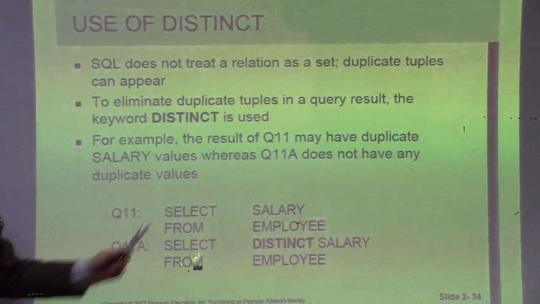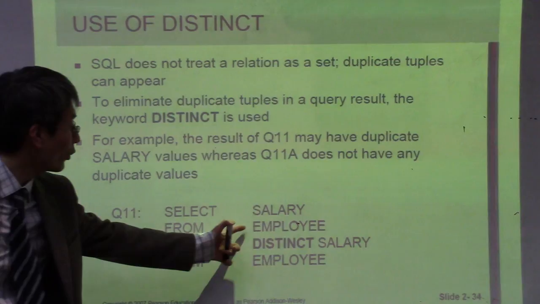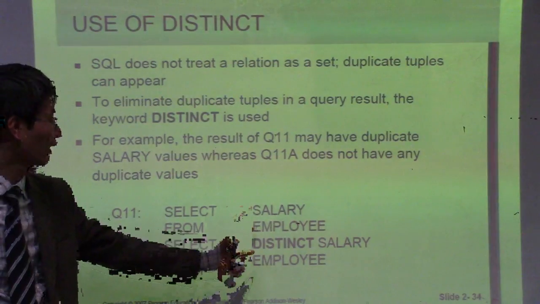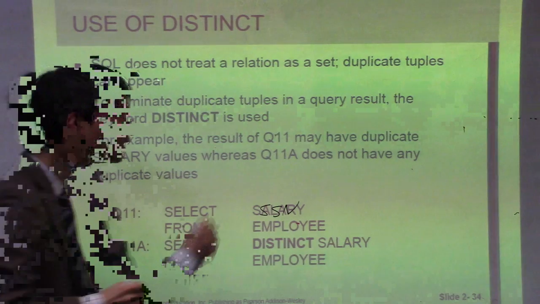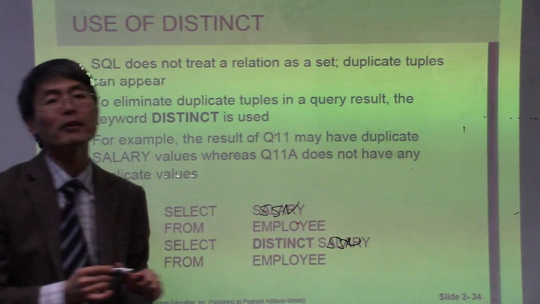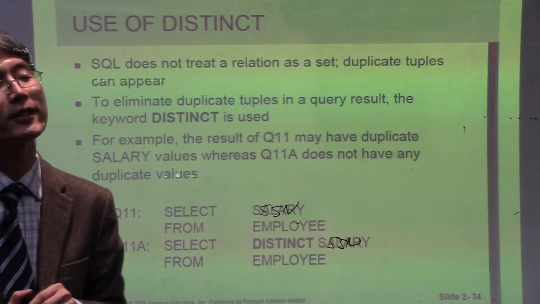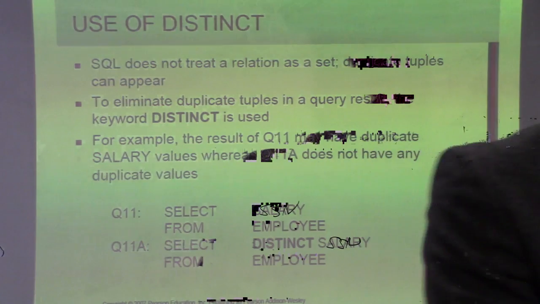Any difference between them? Number one, difference. Number two, same. Employee. How many employees? 10. So let's say it's a non-salary SSN. The output is the same, but the problem is, how can you identify the duplicate data?